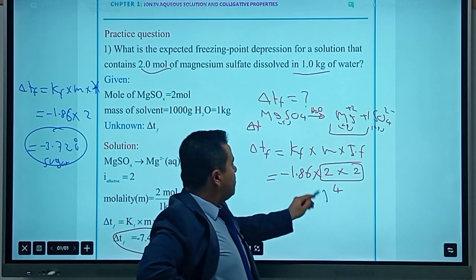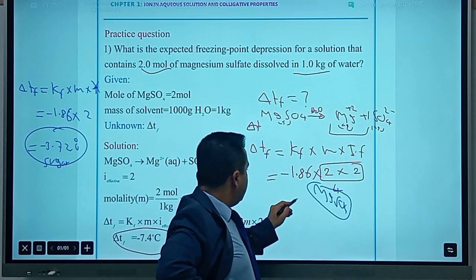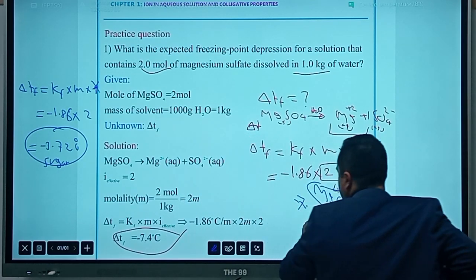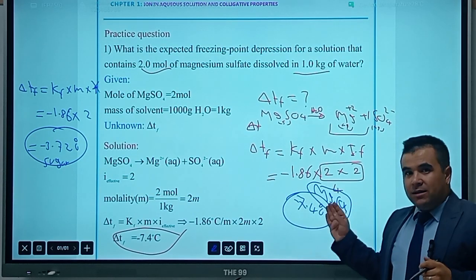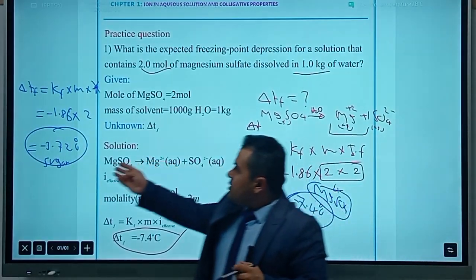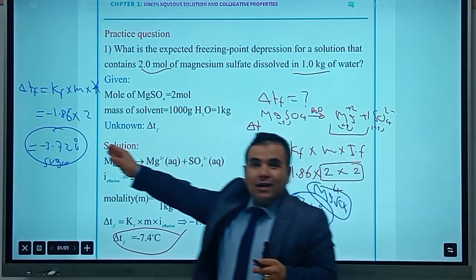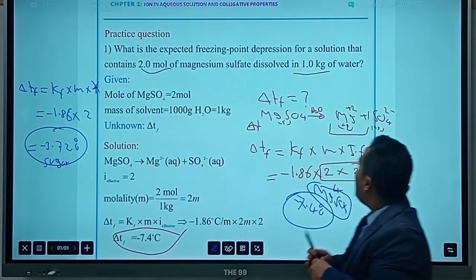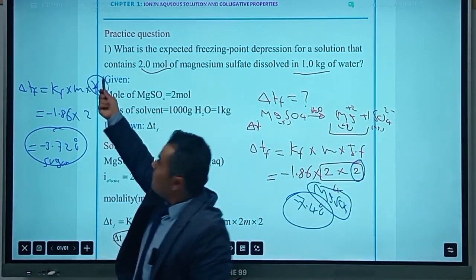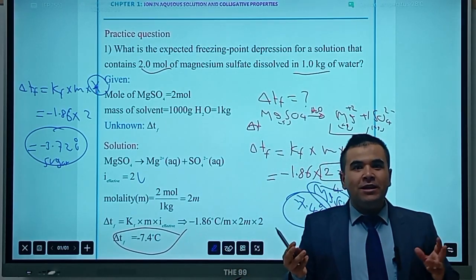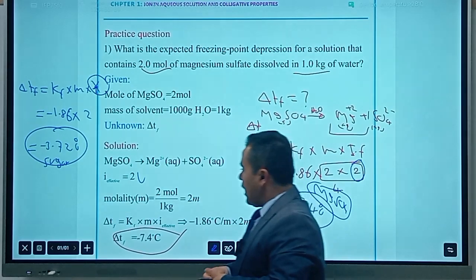That one is for the MgSO4 solution, minus 7.4 Celsius. Why minus 7.4? Why is this minus 3.72? This is almost twice that, because this has an ion factor of 2 and that has an ion factor of 1. That's the difference between the electrolytes and the non-electrolyte in terms of mathematical calculations.